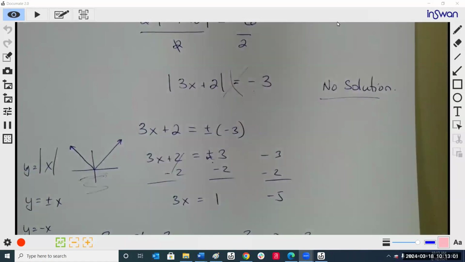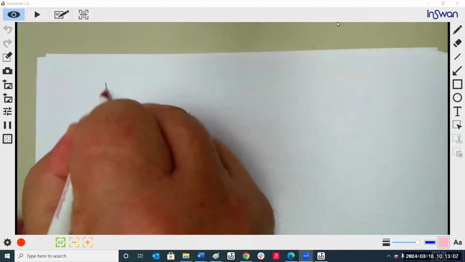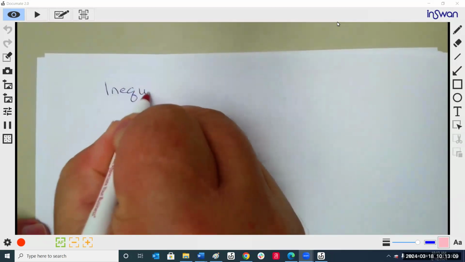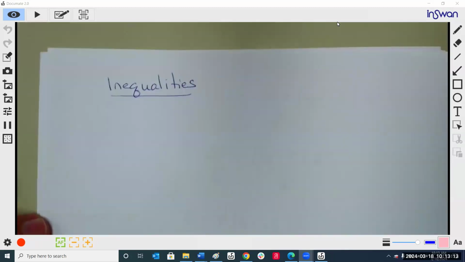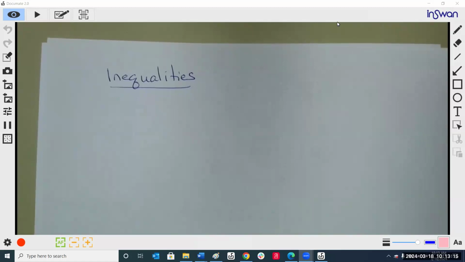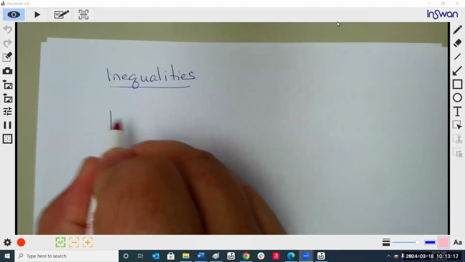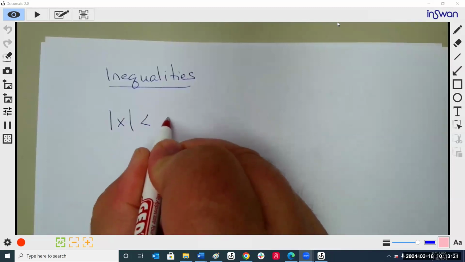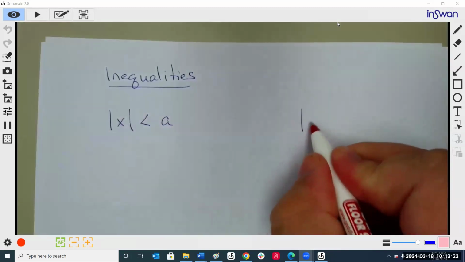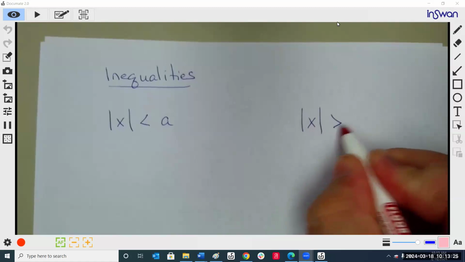So that does it for the equations. Let's look at inequalities now. We have two of them that we have to look at.